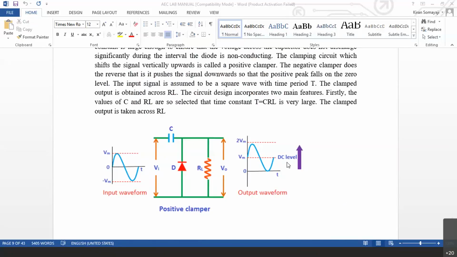But here you can see the shape of the waveform is not lost. The shape of the waveform is retained. The only thing is there is a DC shift. You got it? Sir. Okay.